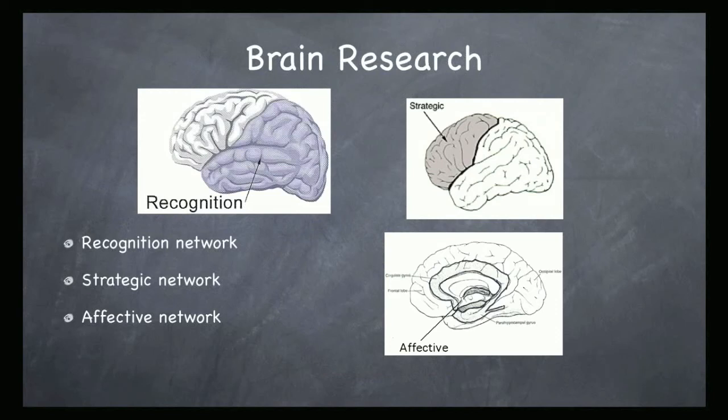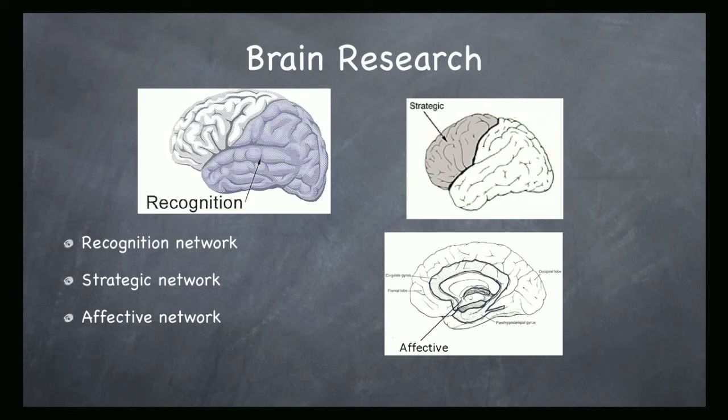Brain research informs teachers that students will use all three networks of their brain whenever they learn new content. Each of the networks is different in different people. The three networks are the recognition network, the strategic network, and the affective network. The recognition network helps to identify objects and concepts. The strategic network is for execution, how students express what they have learned. The affective network is used for evaluation, motivation, and engagement in the learning process.